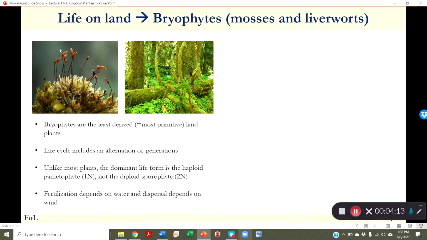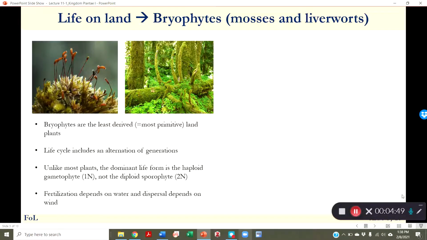So the next big innovation happened when we had bryophytes. That's mosses and liverworts. Usually when you think about moss, you think about these massive green mats of vegetation. If you look really closely at some of these mats of green vegetation, you'll see these little stalks with a spore sac. That's also part of the moss plant, which I'll talk about in just a moment.